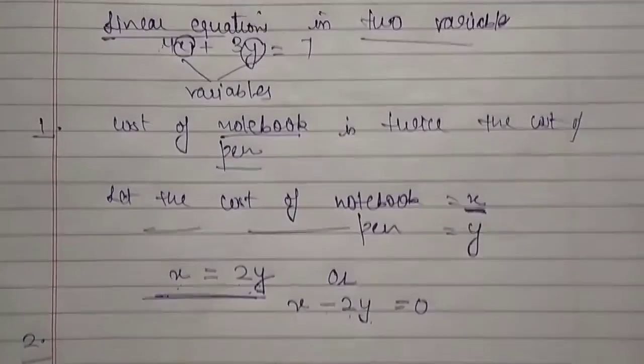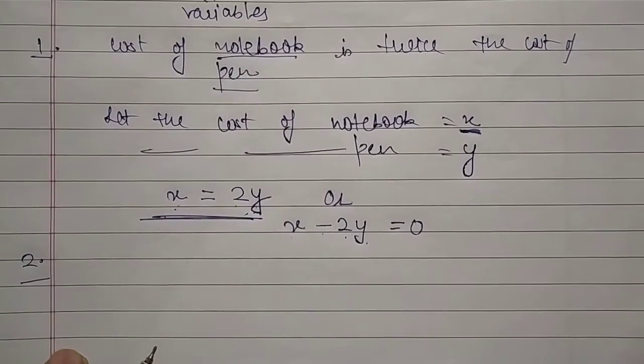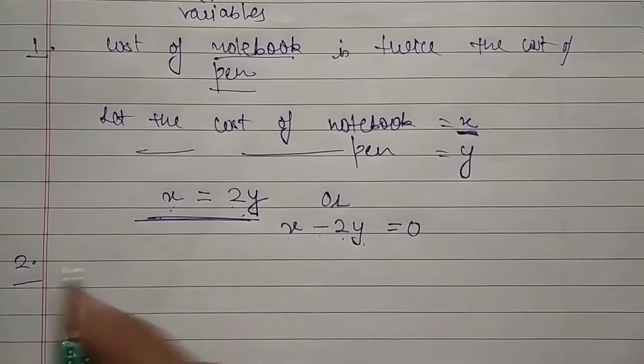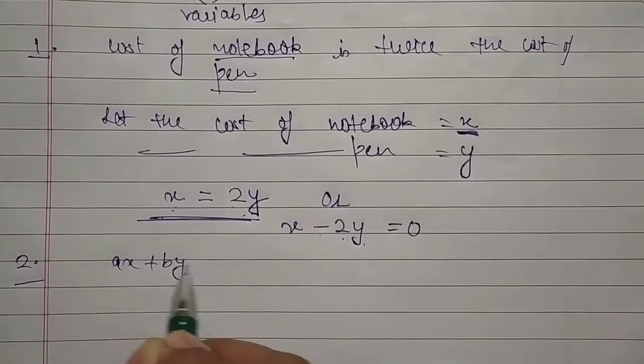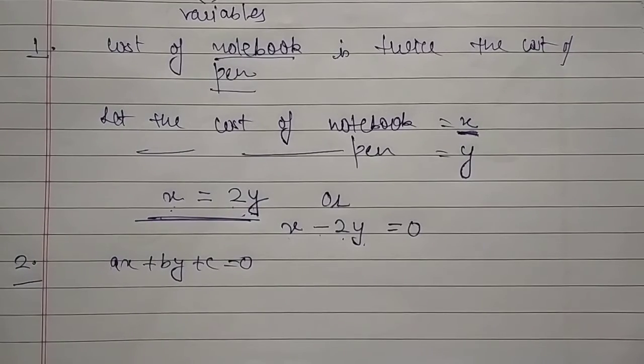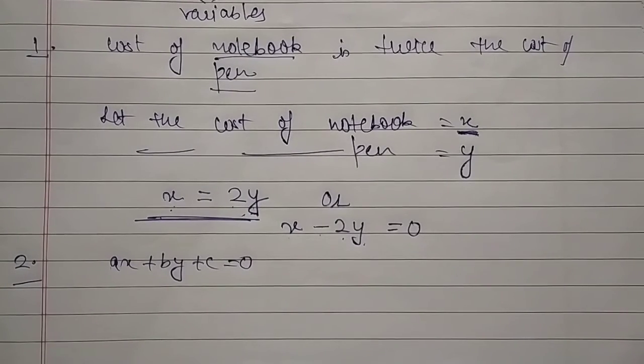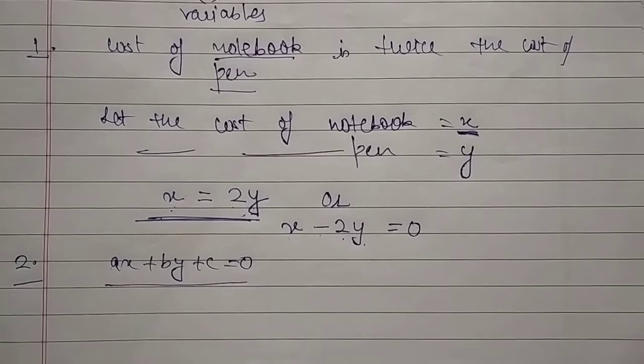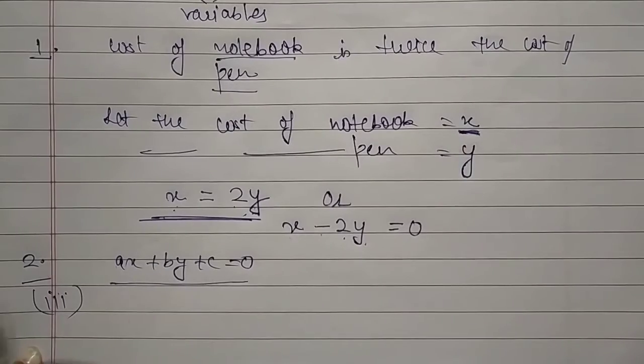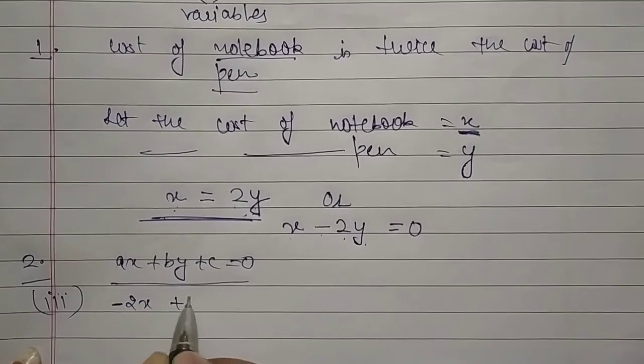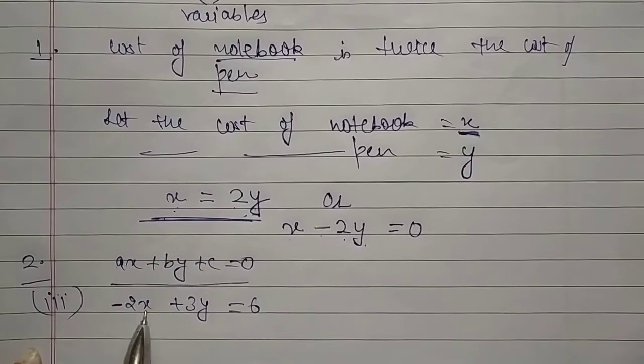In the second question: express the following linear equations in the form ax plus by plus c is equal to 0. We are having some linear equations in two variables, and we have to represent all of these equations in this form, ax plus by plus c is equal to 0, and also we have to find the values of a, b and c in each case. Let us take the third part. In the third part, we are having minus 2x plus 3y is equal to 6. First, we will write this equation in this form.